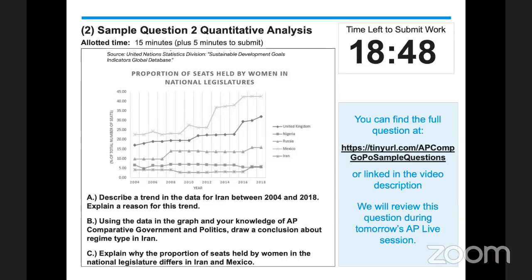Beyond that, let's go into the question. A, describe a trend of the data for Iran between 2004 and 2018. Explain a reason for this trend. If you've been listening to these, you know that trend or pattern or difference indicate you have to talk about at least 2 pieces of data and be specific. B, use the data in the graph and your knowledge of AP Comparative Government and Politics to draw a conclusion about the regime type in Iran. So here we have the concept of regime type in Iran. And then C, explain why the proportion of seats held by women in the national legislature differs in Iran and Mexico. So here we have the differs.